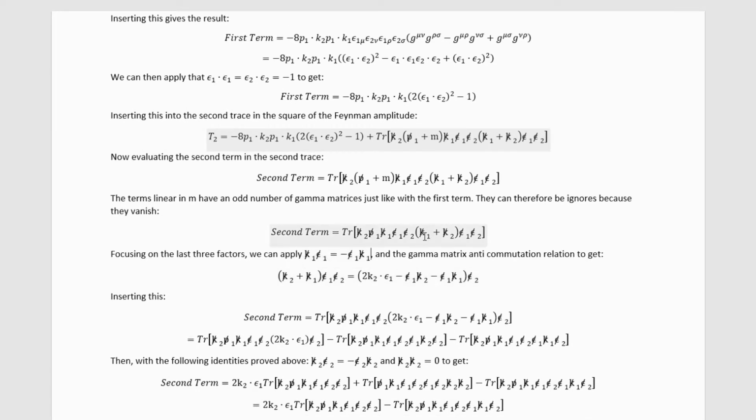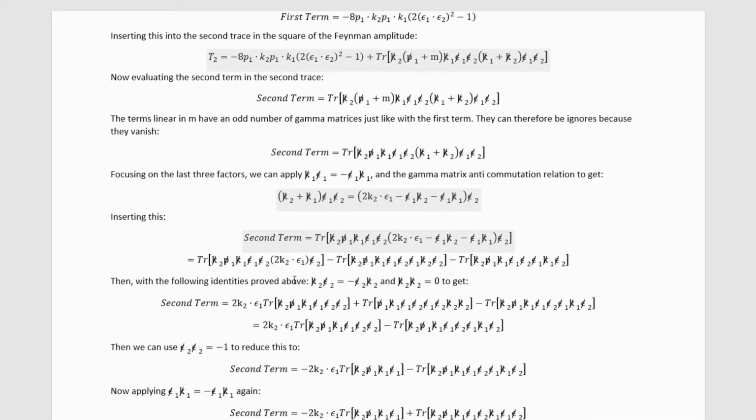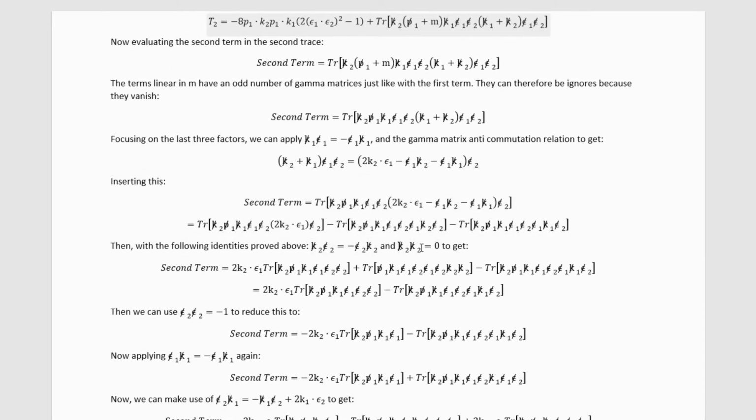This one allowed us to reorder these factors at just the cost of a minus sign, and then this one we had to use the anti-commutation relation again, as we've done many times, to rewrite this factor and that one in the opposite order, not just at the cost of a minus sign there, but also this term. If we insert this in, then we get these three terms. We can then use these two identities that we proved above to simplify this thing down ultimately to this.